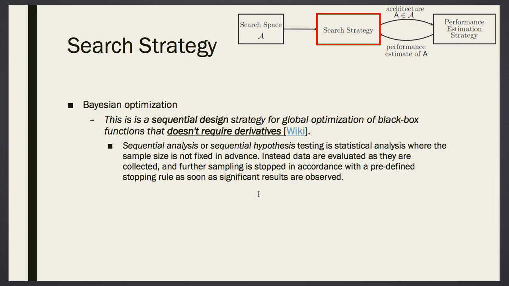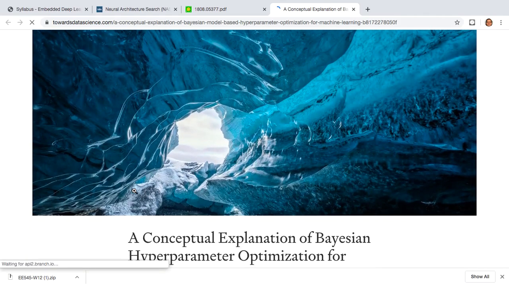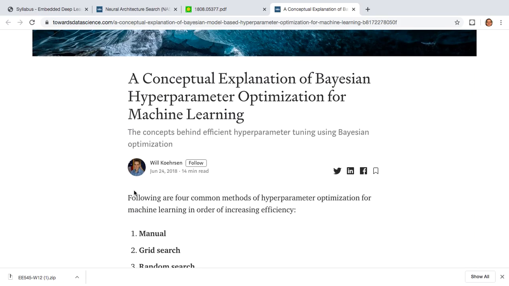So this is a sequential design strategy. What is a sequential design strategy? It is where the sample size is not fixed in advance. Instead, you collect data and you sample data in accordance with a predefined stopping rule. So how do we use this? If you just want to do Bayesian optimization, there's a nice article, guys, again in Towards Data Science. In natural language processing, Bayesian optimization and Bayesian-based techniques are widely used. So if you're going to do natural language processing, sequence modeling, or dealing with natural languages, understanding language using recurrent neural networks, I strongly recommend you to get these.